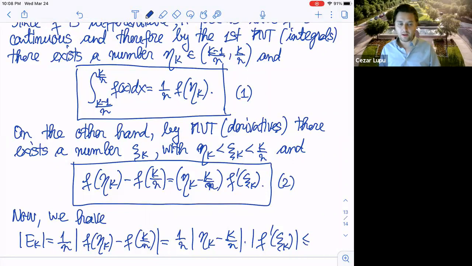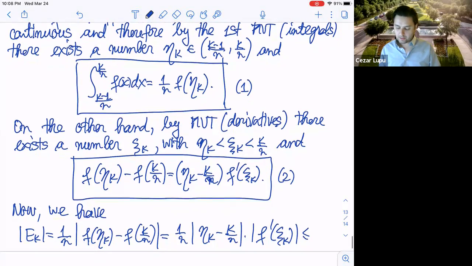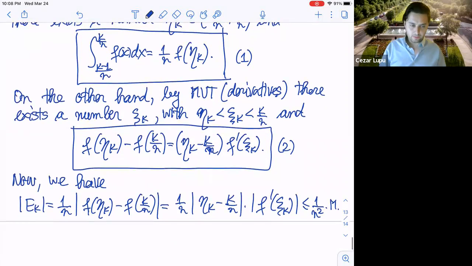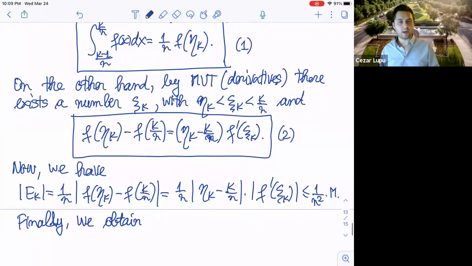And here we can look, and this will be less than 1 over n squared times... so this is less than 1 over n times 1 times m. And now guess what? Once we add all these together, finally, we obtain the following. Now it's quite clear what will happen.